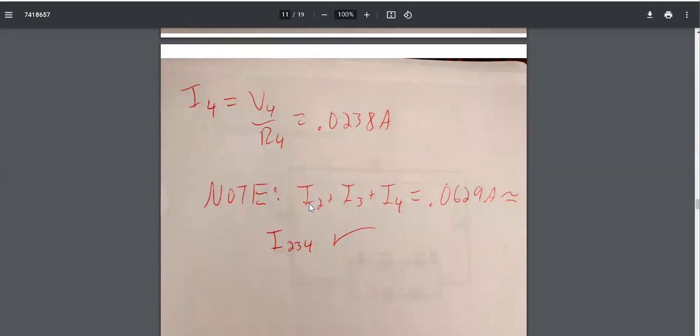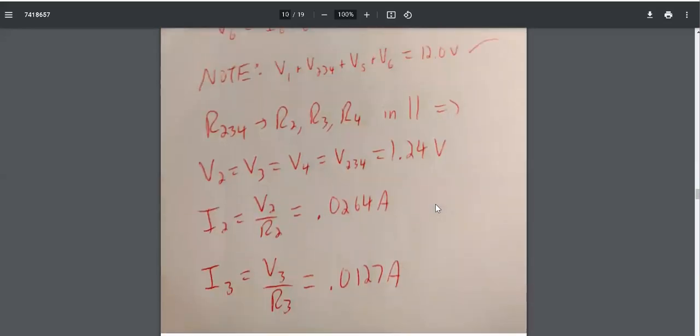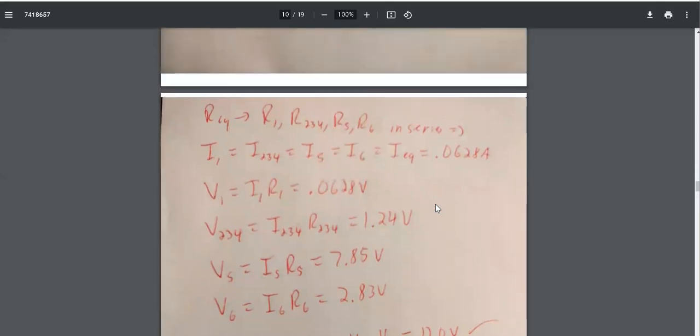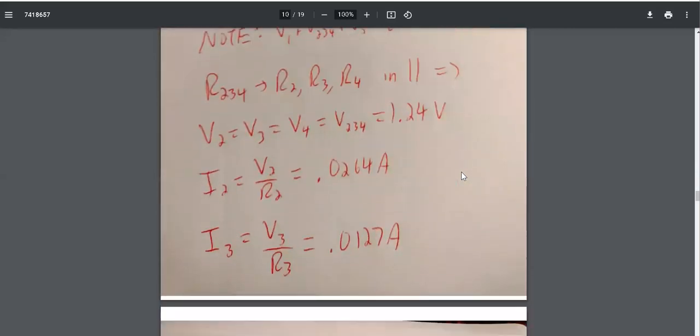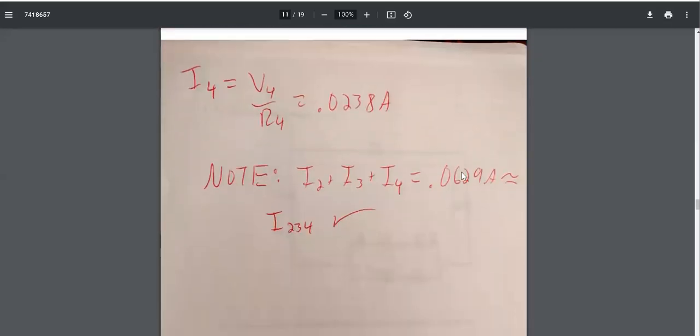And once again, I can check to see if I'm right. Anytime you have resistors in parallel, you can add all of the currents together, and you should get the current through the equivalent resistor. So here, when we added I2, I3, and I4 together, we got 0.0629 amps, which was very close to the current through R2,3,4, 0.0628. So it's off because we rounded something somewhere, but very close.